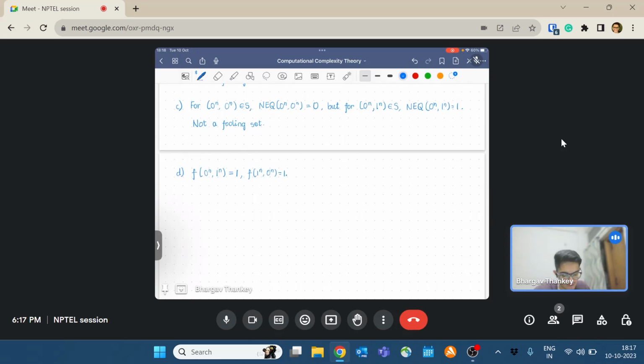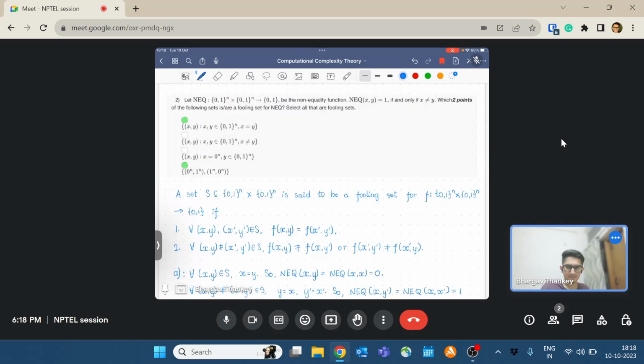But over here, there's just two pairs. So we just need to check that f(0^n, 0^n) is equal to 0, which is not equal to f(0^n, 1^n). So the second condition is satisfied. In fact, we can also write this. So the second condition is also satisfied, and so this is a fooling set. So the answers are A and B.